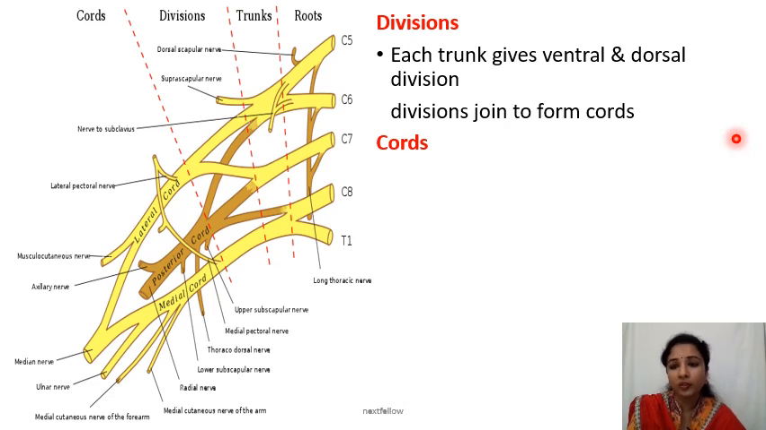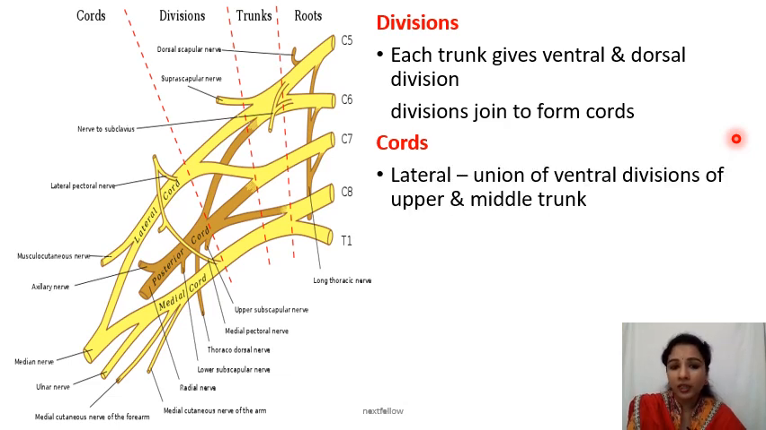to form the cords of the brachial plexus. There are three cords: lateral cord, posterior cord and medial cord. Here is the lateral cord. The ventral division of the upper trunk and the ventral division of the middle trunk join to form the lateral cord of the brachial plexus, and the ventral division of the lower trunk continues as the medial cord. All the posterior divisions, otherwise called the dorsal divisions, join to form the posterior cord. We can see all the dark ones joining to form the posterior cord of the brachial plexus.